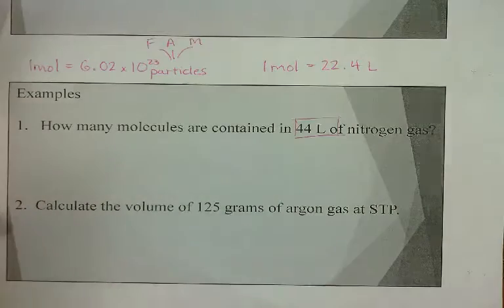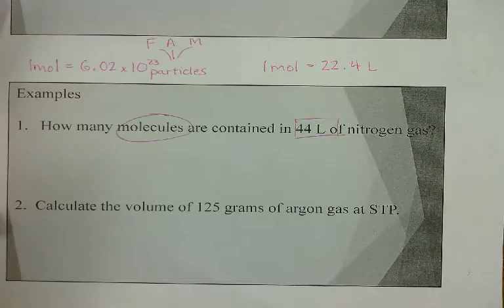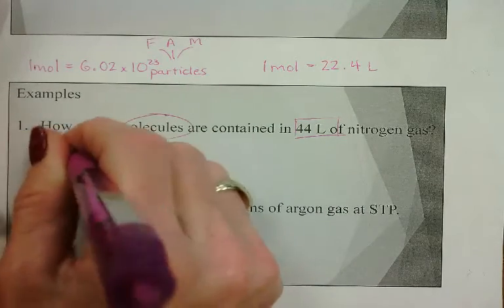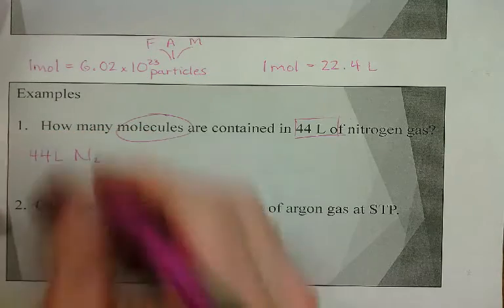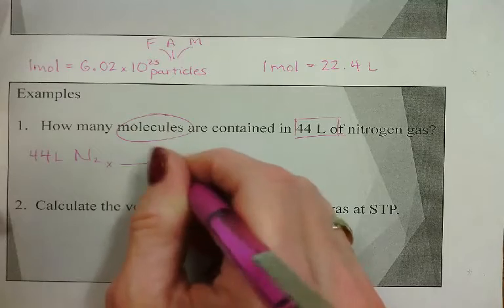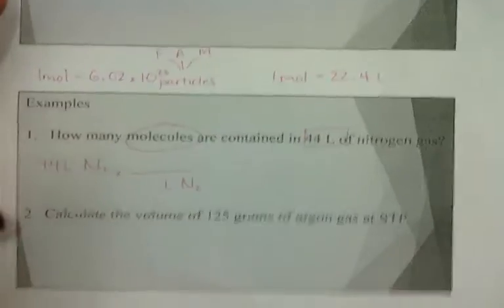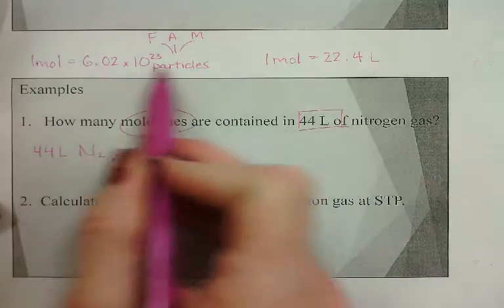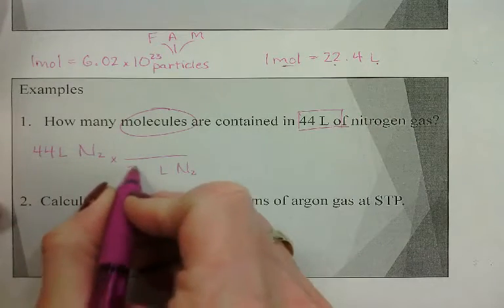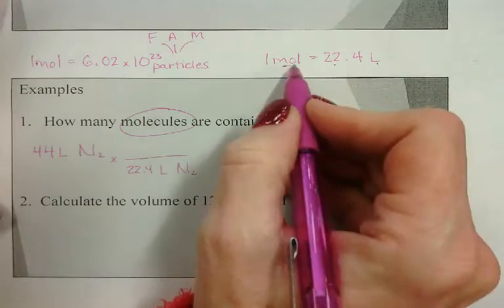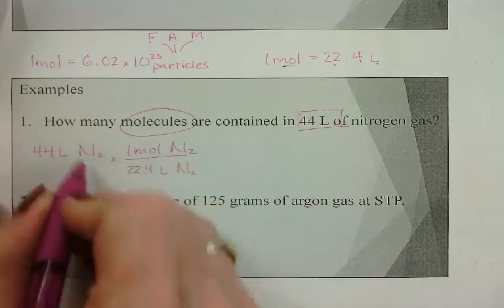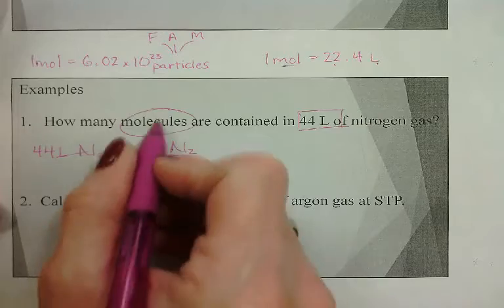44 liters is my given. Molecules is my unknown. I write my given, 44 liters of nitrogen gas, which is N2. I disco down my unit, put liters of N2 in the denominator. Let's go back to these conversion factors. Where's liters? It's right there. What number's in front of liters? 22.4. What number goes on top? 1 mole. Liters cancels.